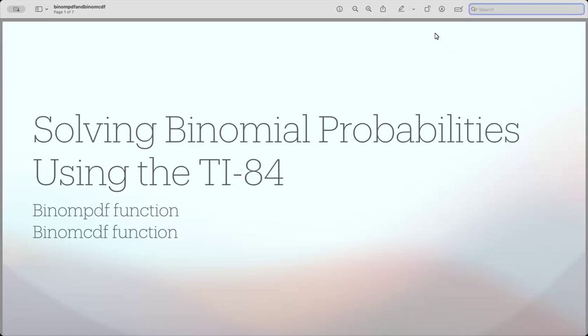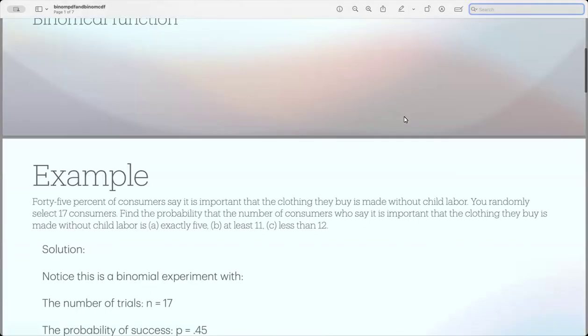Hi class, I want to go over how to use the calculator functions BinomialPDF and BinomCDF for solving binomial probabilities. And we're going to look at an example.